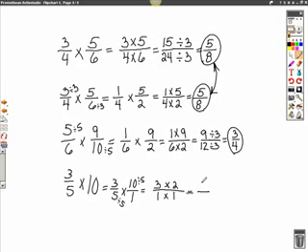Let's just do our basic arithmetic now. We're going to say 3 times 2, and that's going to be equal to 6. 1 times 1 is 1, and we know that any number divided by 1 is equal to itself. In this case, we know now that 3 over 5 times the whole number of 10 is actually equal to 6.